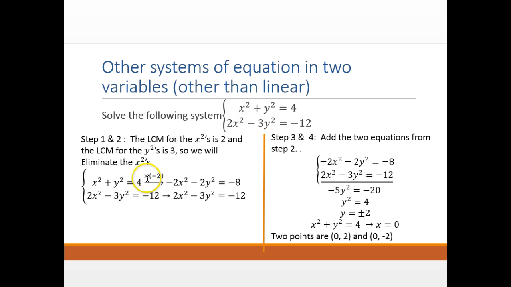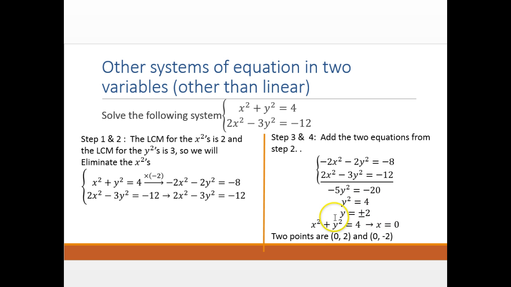I'm going to multiply this top equation by negative 2. We get negative 2x squared minus 2y squared is negative 8. The bottom stays the same. You get 2x squared minus 3y squared is negative 12. We add these together. The x squareds cancel. You get negative 5y squared is negative 20. So y squared is 4. So y is plus or minus 2.